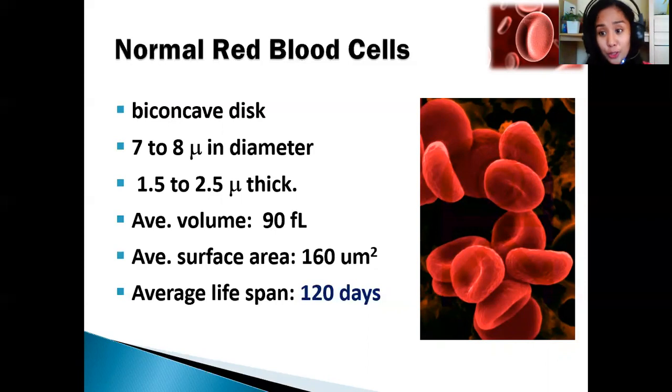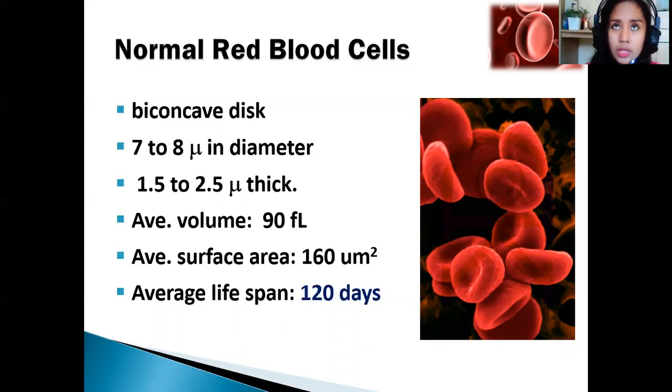The average volume, MCV, is 90 femtoliters. The normal value is 80 to 100 femtoliters, so anything more than that, like 110 femtoliters, can be pointed out as a macrocyte. The average surface area is 160 square micrometers, and the average lifespan is only 120 days.